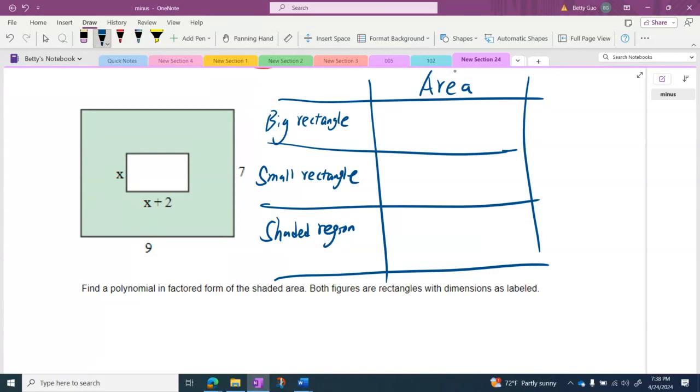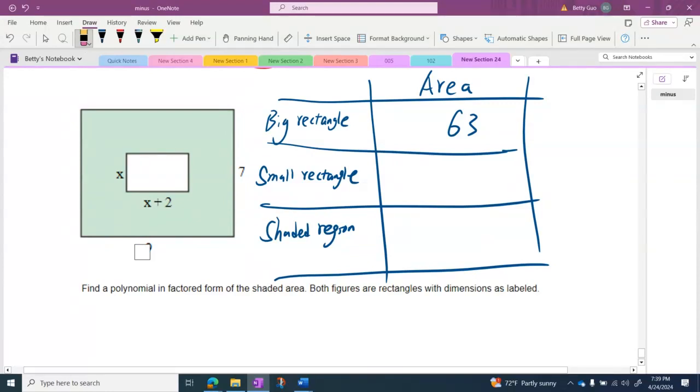The area of the big rectangle. Area of a rectangle is base times height, or length times width. 9 times 7, because this is 9, this is 7, right? The bigger rectangle has area 63.